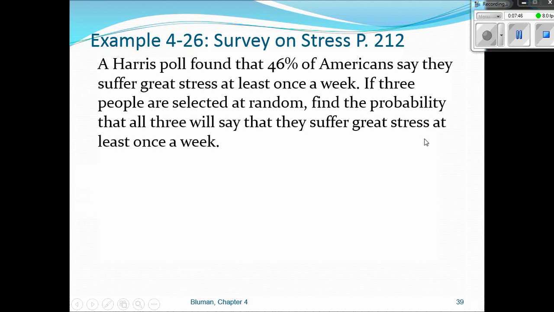Next up, a Harris poll found that 46% of Americans say they suffer great stress at least once a week. If 3 people are selected at random, find the probability that all 3 will say they suffer great stress at least once a week.